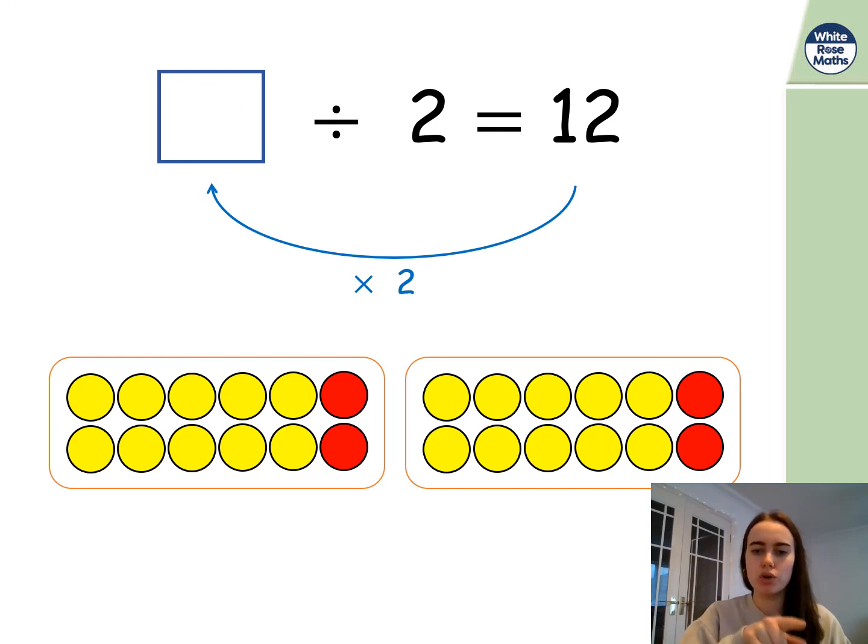So we've got 2 lots of 12 here, which is the same as multiplying 12 by 2. What is our total? That's right, it is 24. So now we've got the whole division number sentence. So 24 divided by 2 equals 12.